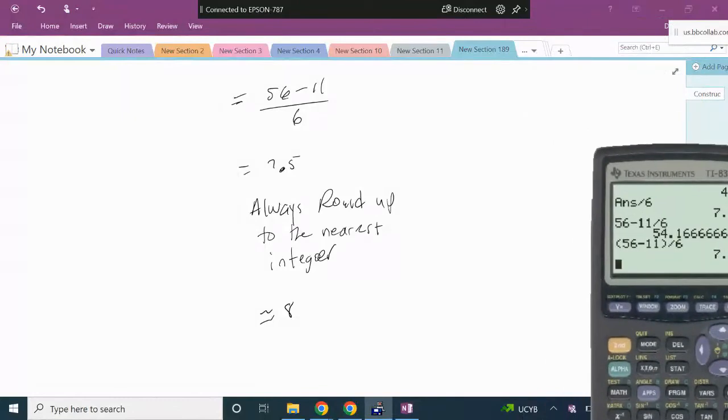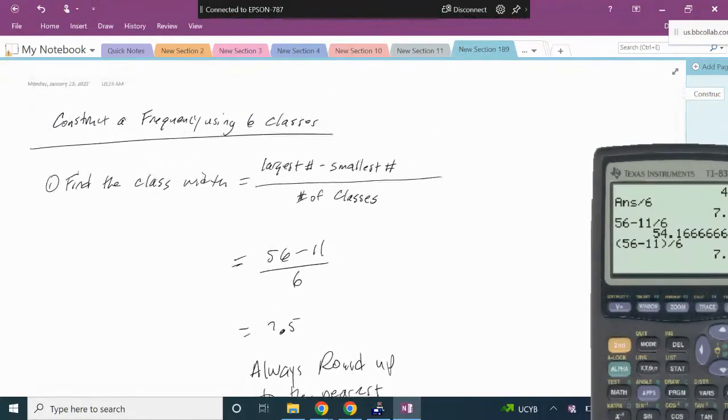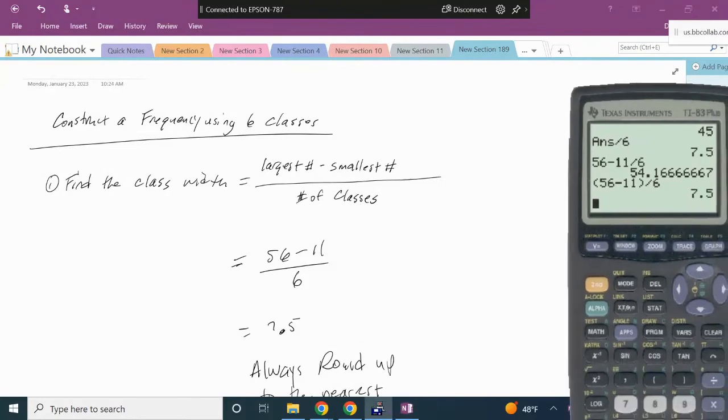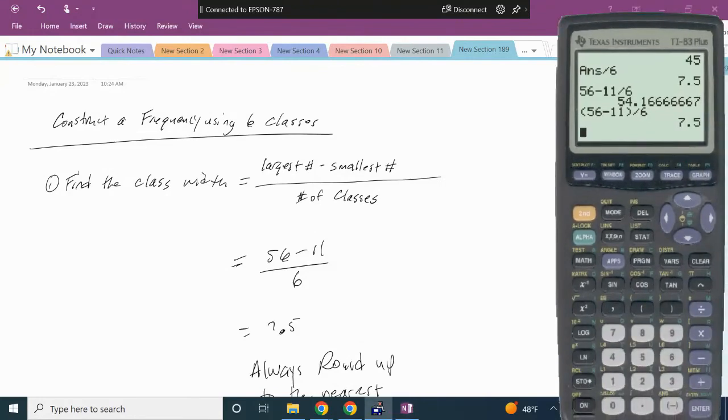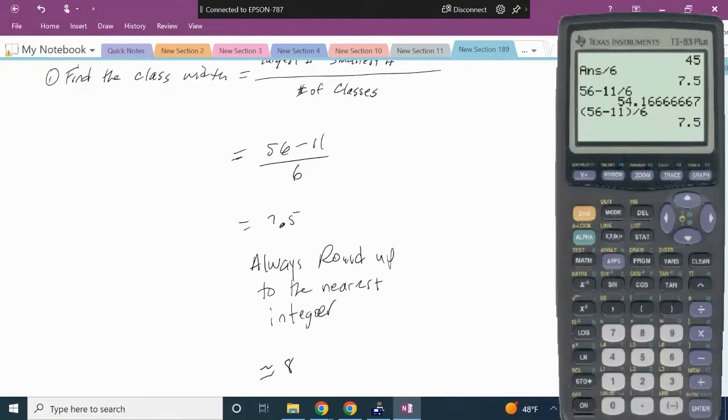Okay, on which part? First you have to find the class width, right? To find the class width, there is a formula: the largest number in the data set minus the smallest number, divided by the number of classes. So 56 was the largest number because we put them in order, 11 was the smallest, and we have 6 classes. So we got 7.5. You always round up to the nearest integer.